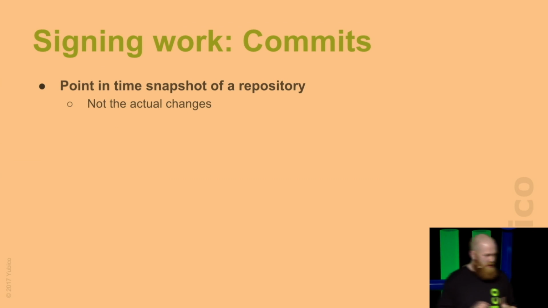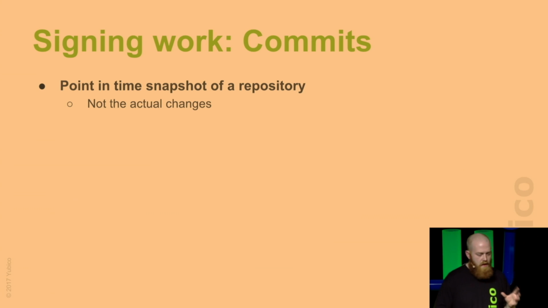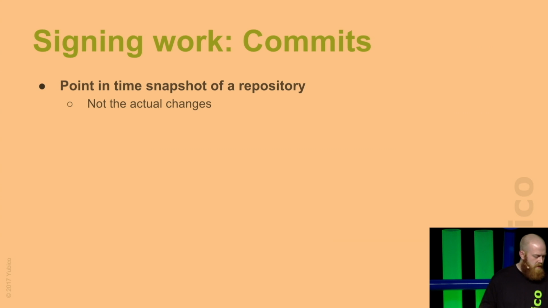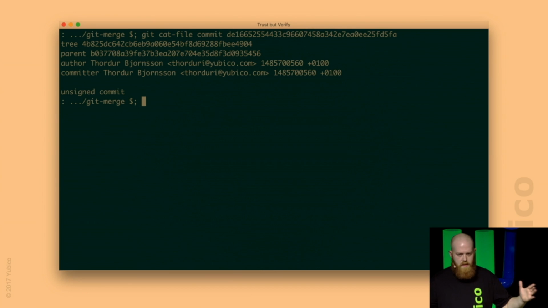So with these small details out of the way, let's look at signing and actually verifying work with Git. And we'll start with commits as kind of the basic building block of repository history. Now, commits are point-in-time snapshots of the repository that you're working in, not actually the actual changes. And if we take a look at a commit object, we see that it references a tree. So the tree object is basically the thing that encodes both the directory structure and the files in your repository. And it has references to the blobs that contain the actual contents and so on.